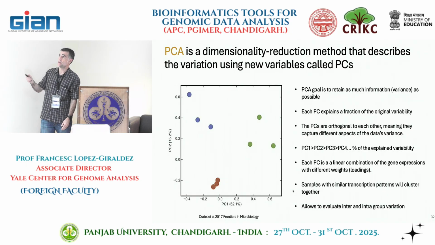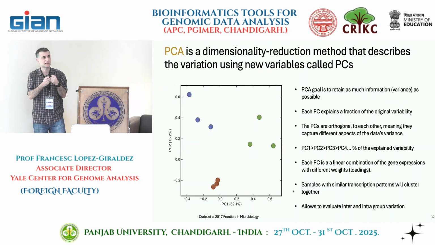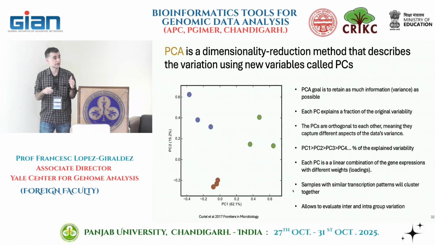Important things about the PCA. Every axis in this plot is a principal component. Every PC in that principal component analysis retains a fraction of the variability in the total of the 20,000 dimensions, right? And that is something that you always need to plot and I always recommend.